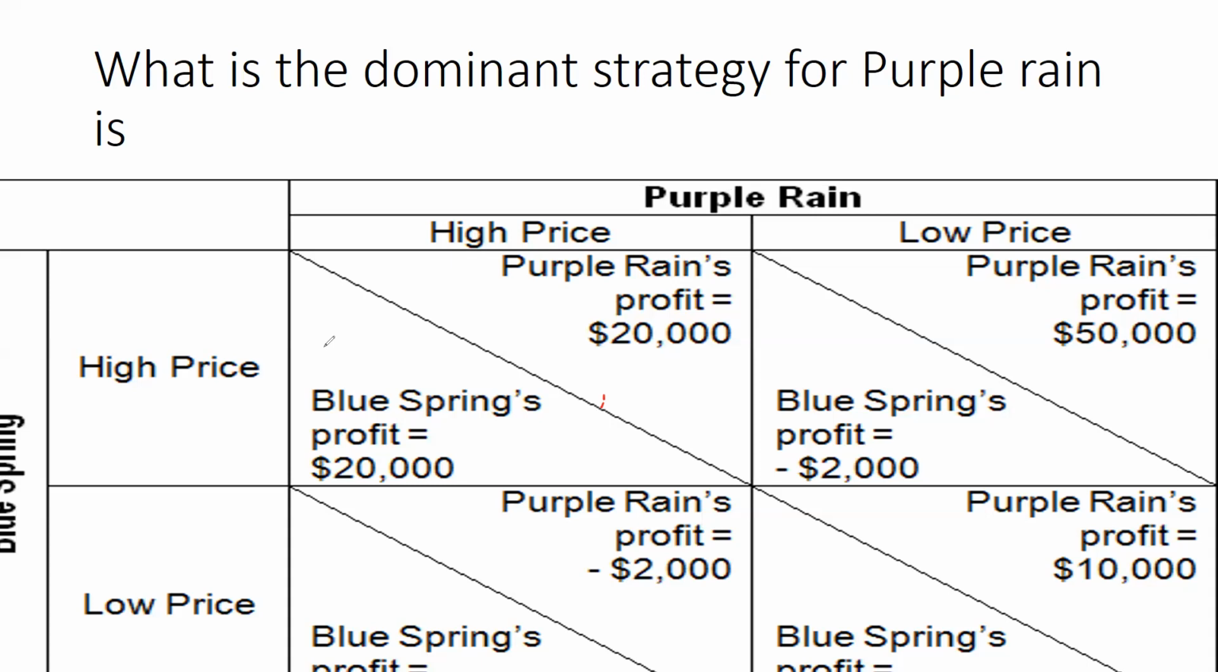If Blue Spring goes high, Purple Rain could go high and make 20, or low and make 50. They're going to go low. If Blue Spring goes low, Purple Rain could lose 2,000. All right, it was correct. That's good that people feel good about that because like I said, that can be an FRQ.